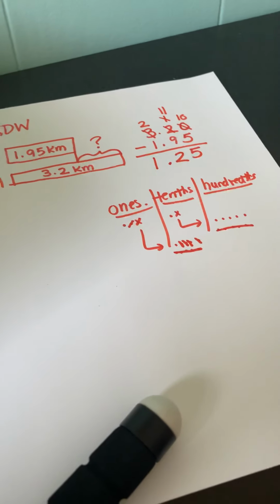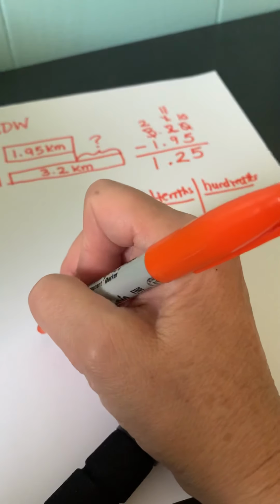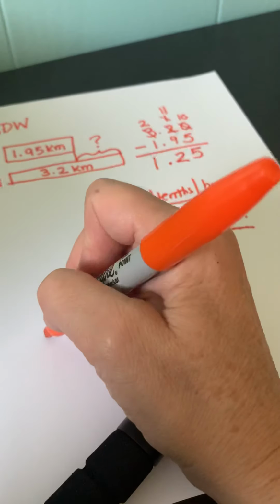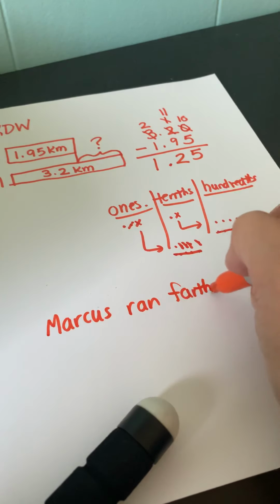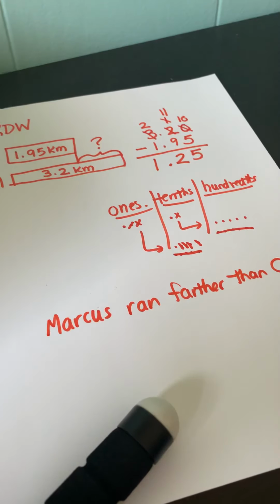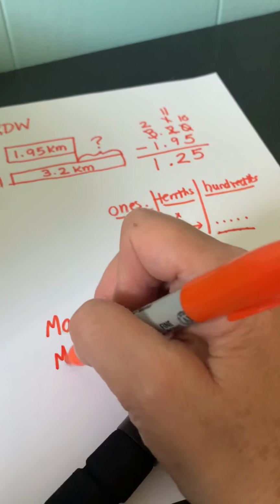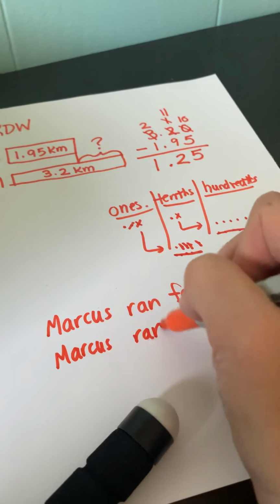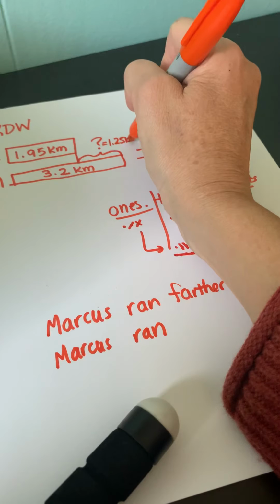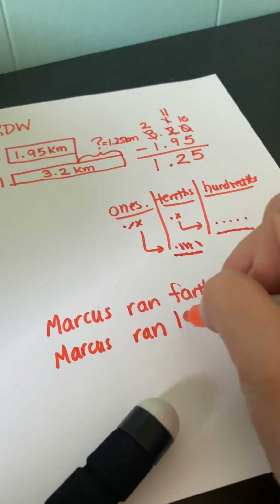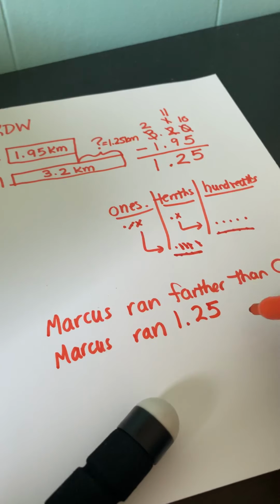So now I need to answer my question. Who ran farther? Marcus or Cindy? Marcus ran farther than Cindy. Second question, how much farther? Marcus ran, our question mark here equals 1.25 kilometers. Marcus ran 1 and 25 hundredths kilometers farther.